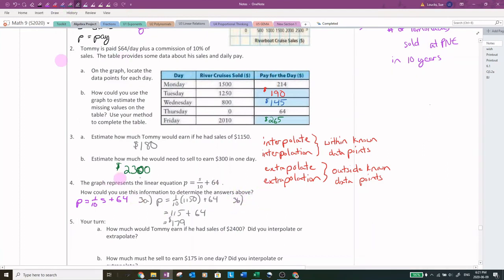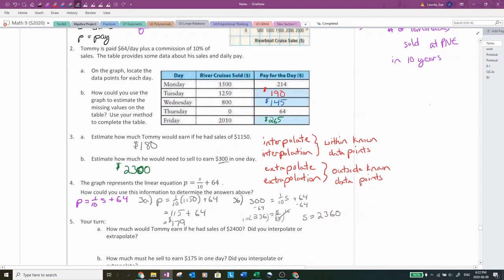So this time we're given his pay, so we're going to replace the P in the equation with 300. So 300 equals 1 over 10 S plus 64. Then I need to subtract 64 from both sides, and I get 236 equals S over 10. I'm going to multiply this side by 10, multiply that side by 10, and I get S equals 2360.